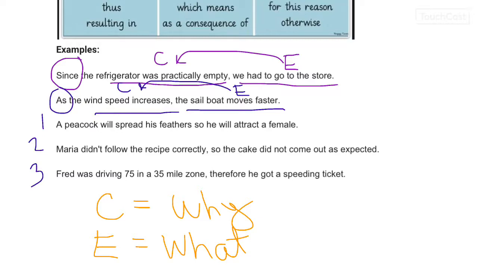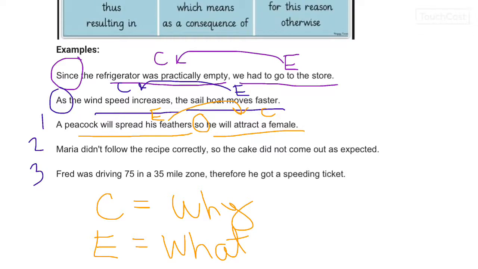A peacock will spread his feathers so he will attract a female. Well, the keyword is so. So what happened? A peacock will spread his feathers is the effect. Why? He wants to attract a female. That's the only reason he is spreading his beautifully colored feathers, is to attract a female. So we had to go the other way this time. The effect was first. So this one was a little tricky to me, but this is the one that makes the most sense.